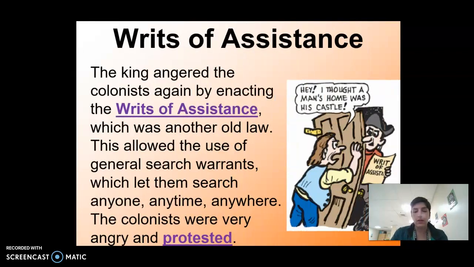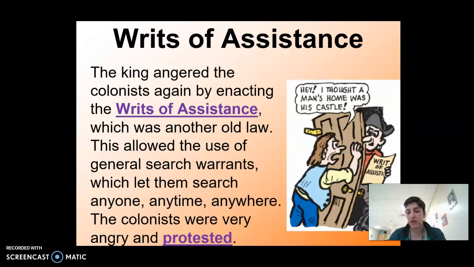Writs of assistance. The king angered the colonists again by enacting something called the writs of assistance. A writ is also another law, which was another old law. This allowed the use of general search warrants, which let them search anyone, anytime, anywhere. And the colonists were very angry and they protested.